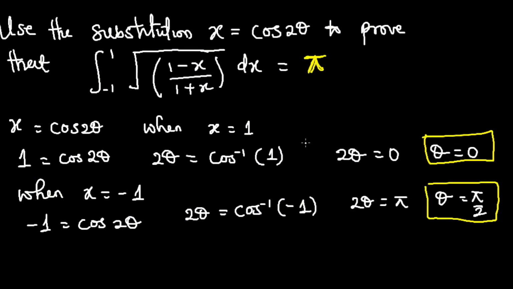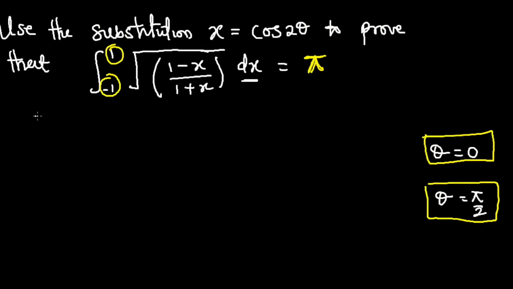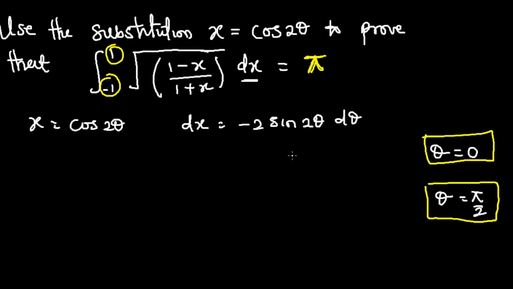And we also need to convert the dx. So we've been able to convert the boundaries. That's what we've gotten. So let's go ahead to convert the dx. We note that x is equal to cos of 2 theta, which means that dx will be -2 sine 2 theta d theta.